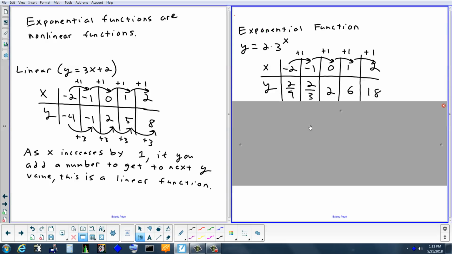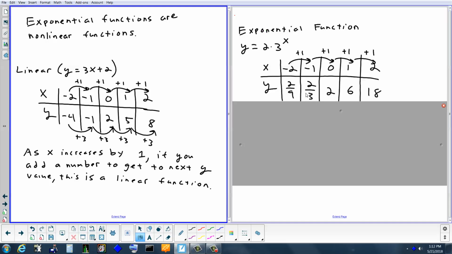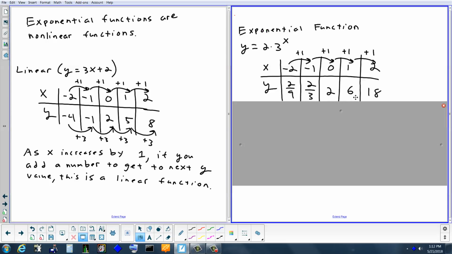So I'm going from 2/9 to 2/3. And again, these are fractions. You're kind of like, well, I can't really see it. But look when you start getting into the whole numbers. You're going from 2 to 6, from 6 to 18. What's happening? What math operation are you using? Addition. Am I adding by the same number? No, because from 2 to 6, I'd be adding 4. Then from 6 to 18, I'd be adding 12.